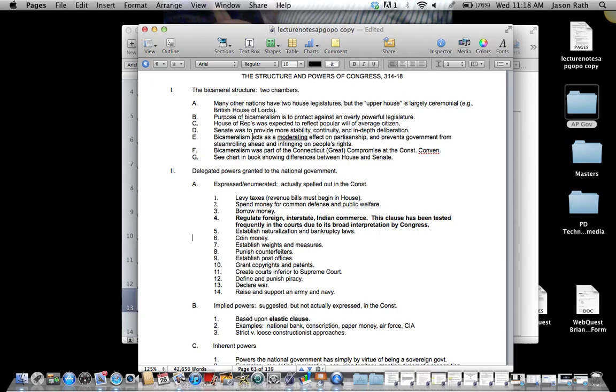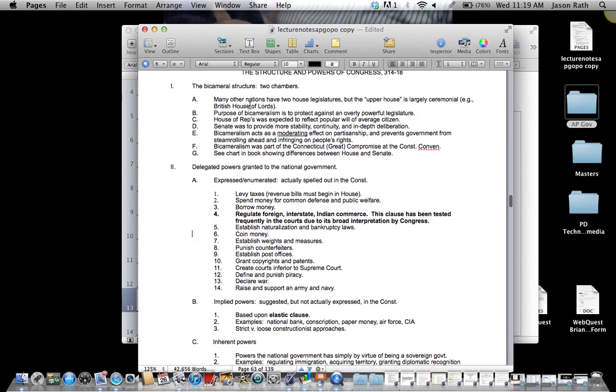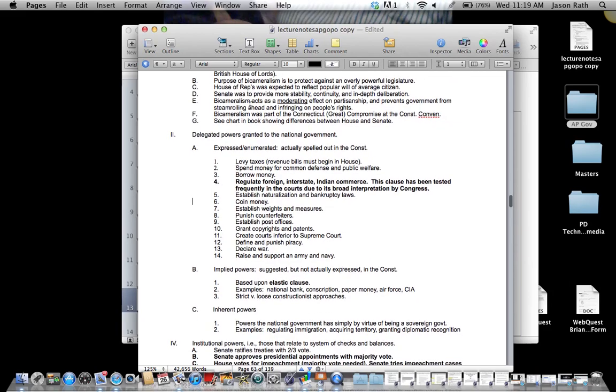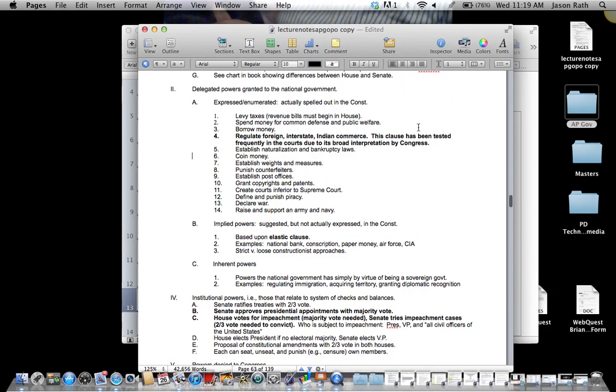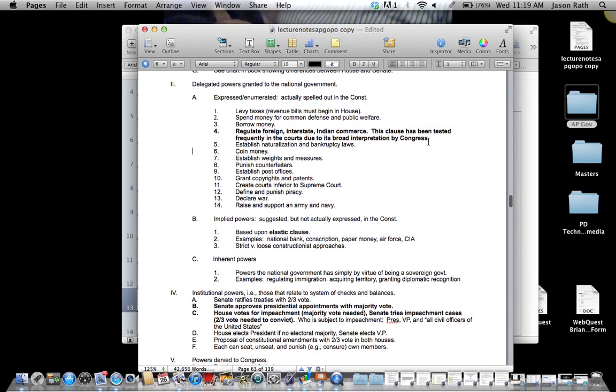This is more review, so you can look at number 1. I would know it. Don't be surprised if it's on our quiz or test. We talked about that, so go ahead and just look at it, write it down, paraphrase it. Now, we've also talked about this, but we're going to look at some of the powers delegated or granted to the national government. So you have expressed or enumerated powers actually in the Constitution. We talked about this earlier, so I'm going to go kind of fast.